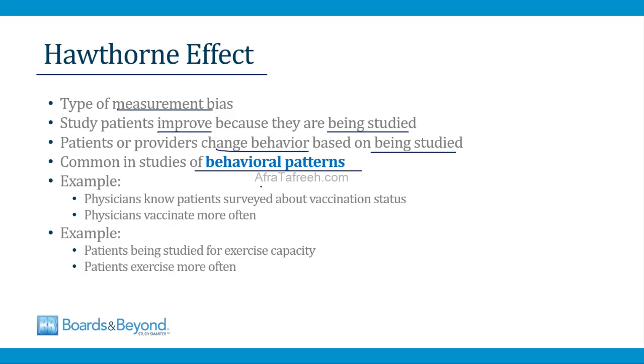So for example, if physicians know their patients are being surveyed about vaccination status, the physicians may vaccinate more often, and it will look like physicians are being more careful to vaccinate everyone than they are in reality if you weren't studying them. Another example is patients who are being studied for their exercise capacity who decide to exercise more often because they know they're going to be asked about it.